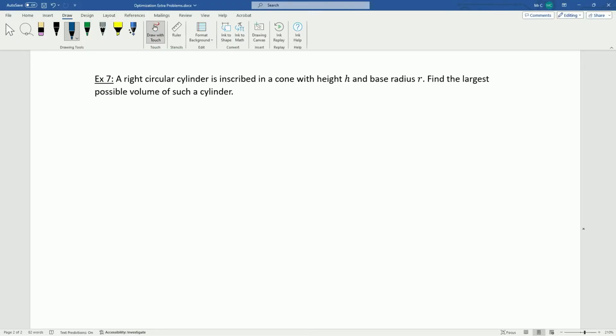Okay, so a right circular cylinder is inscribed in a cone with height h and base radius r. Find the largest possible volume of such a cylinder. So the first thing I've got to do is draw these things. So we want a cone and a right circular cylinder inscribed in it. Inscribed means it's inside of the cone, but it's stretched out to the edges, essentially. So like this.